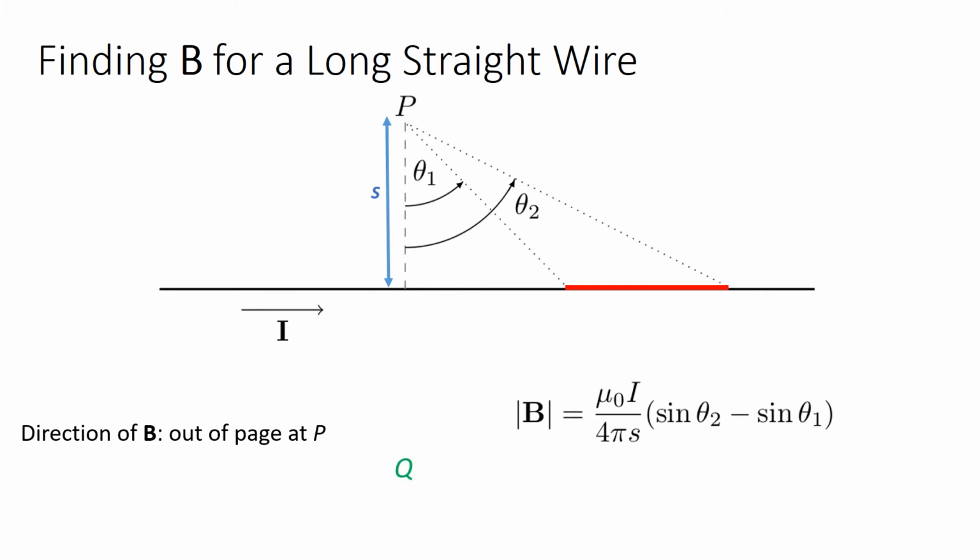Now let's say that instead we want to find the magnetic field at Q, which is directly below P, at a distance s away from the wire, the same distance that P is from the wire. At Q, the magnitude of the magnetic field is the same, but the direction is into the page.